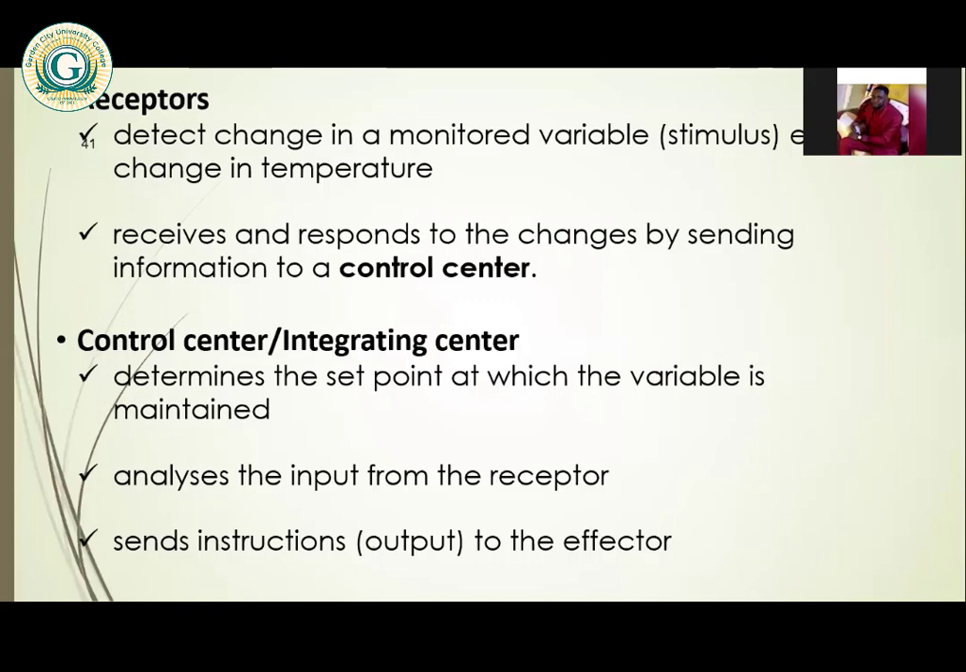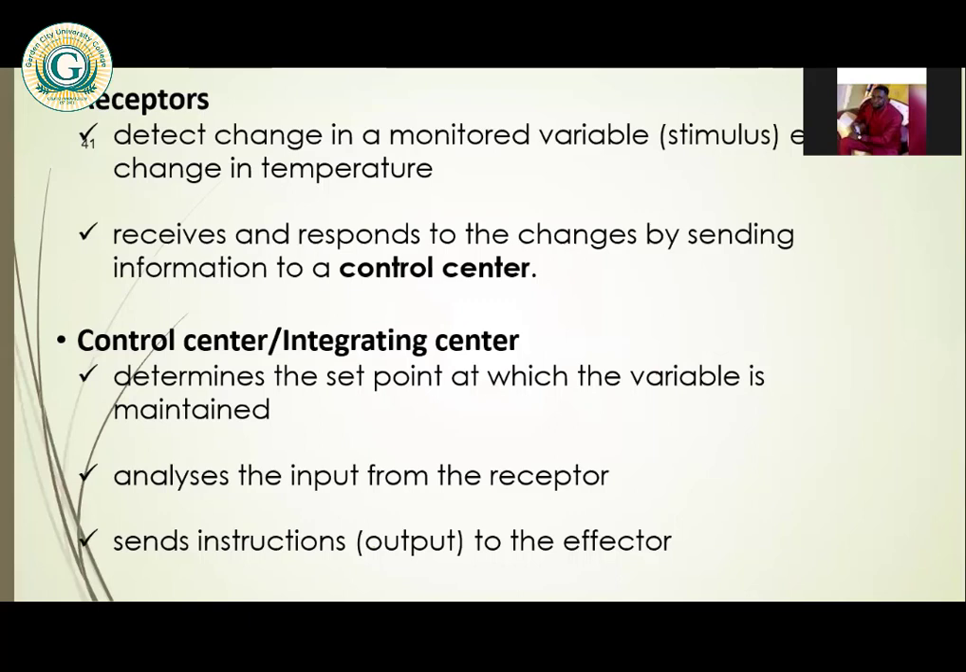Then these same receptors send information about the changes to the control center. After detecting the change, they send that information to the control center, which I said is mainly the brain and the spinal cord. They determine the set point, so they already know the normal fixed value you are supposed to get. When the information arrives, they know there is a shift or change, and they act accordingly. They analyze the input that has come and send an output.